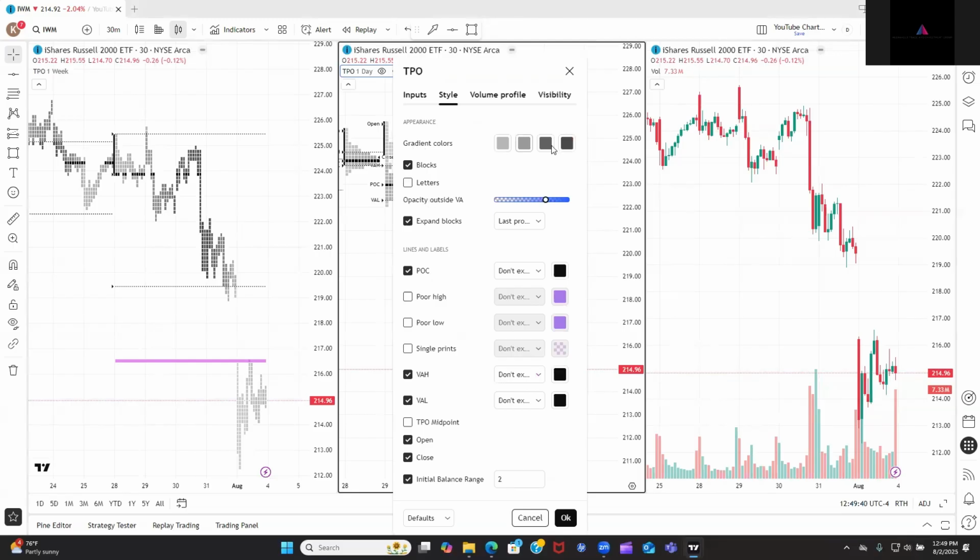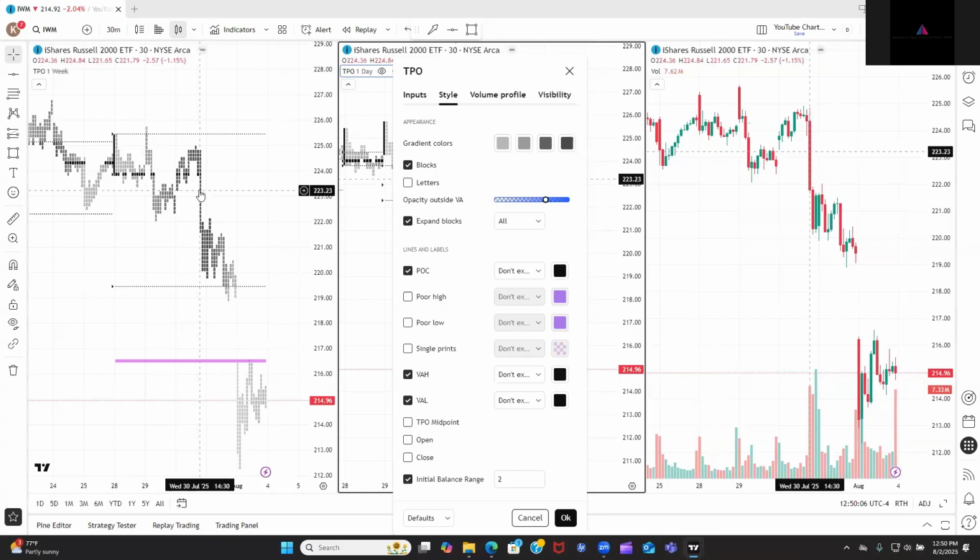Again, preference, I am light gray to dark gray on the aggregate colors, block, no letters. I like to extend it. I like to extend all, POC, value high, value low. I do not need to look at the open or the close because I can always go to each TPO and see that.